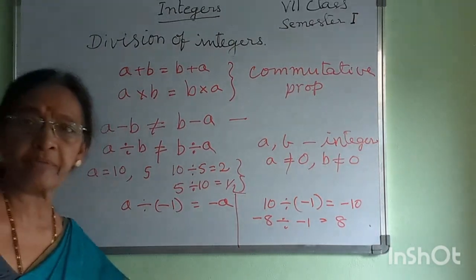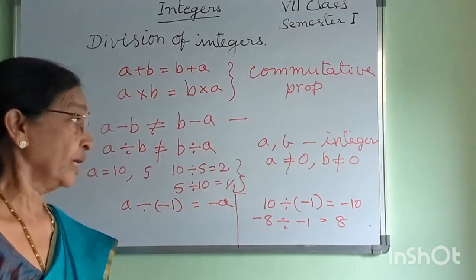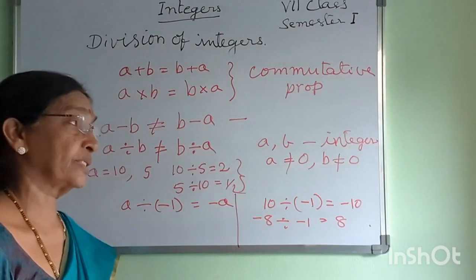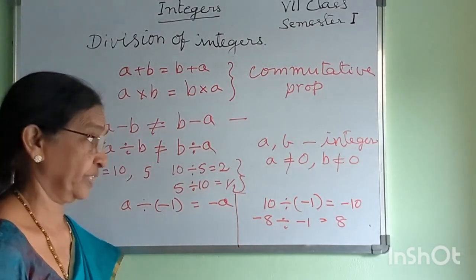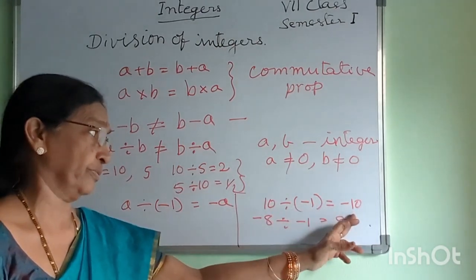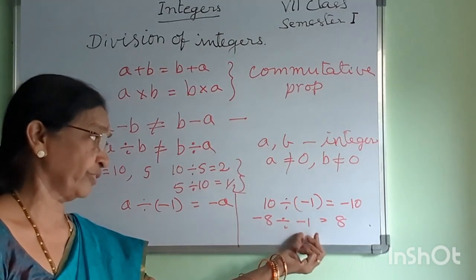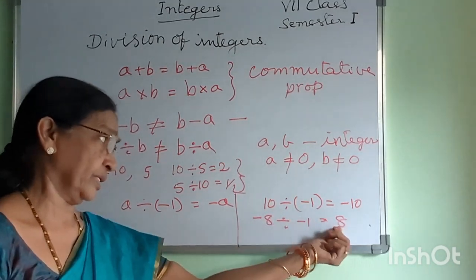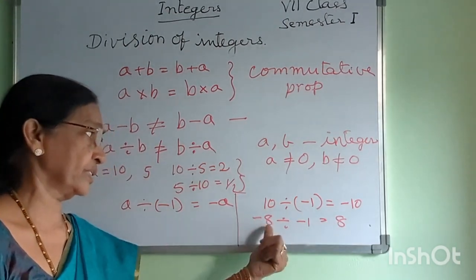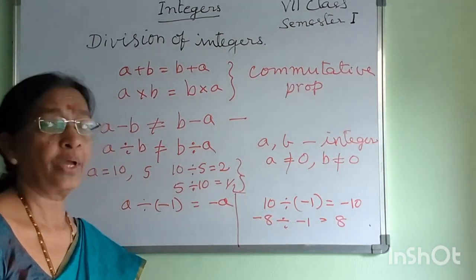Any integer divided by 1 gets the same integer. Any integer divided by minus 1 is not equal to the same integer, but the integer with the opposite sign. If the integer is positive, when divided by minus 1, we get the same integer with negative sign. When a negative integer is divided by minus 1, we get the same number with the opposite sign, positive. Minus 8 divided by minus 1 is equal to 8, or 8 divided by minus 1 is equal to minus 8.